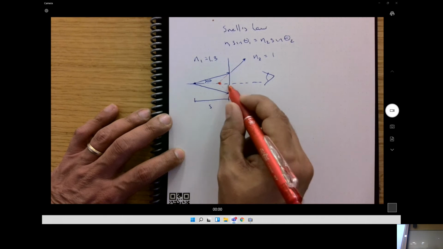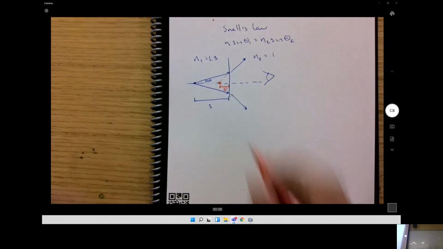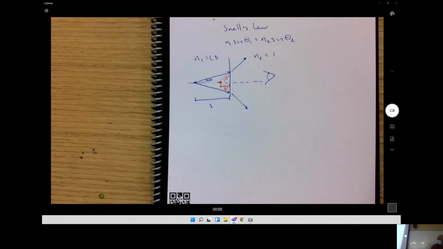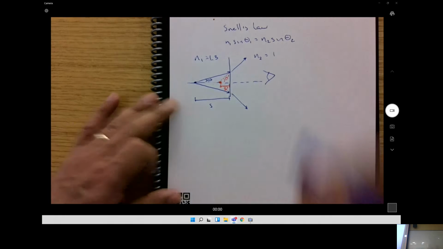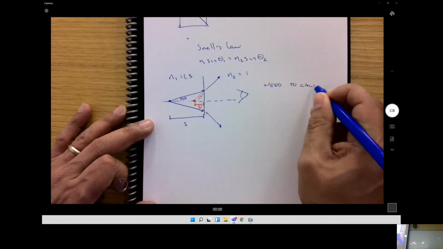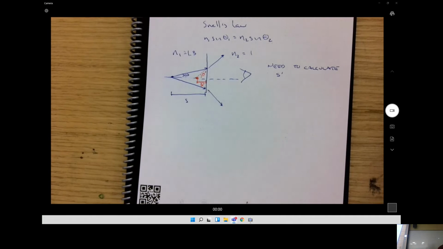I'm going to call this distance S prime. And here I'm going to have an angle theta prime. So what I need to do is to calculate that distance S prime.